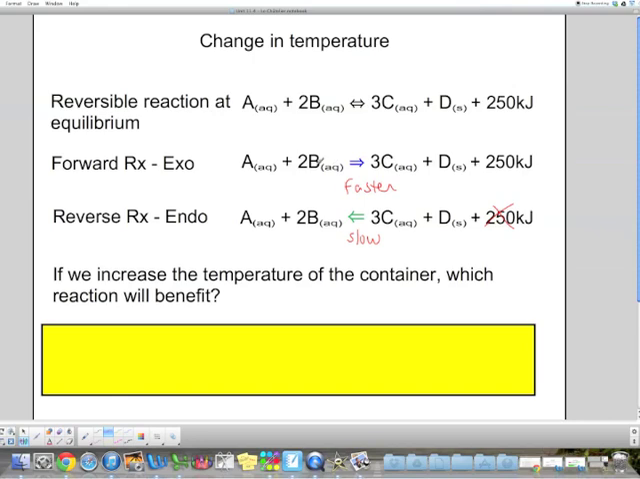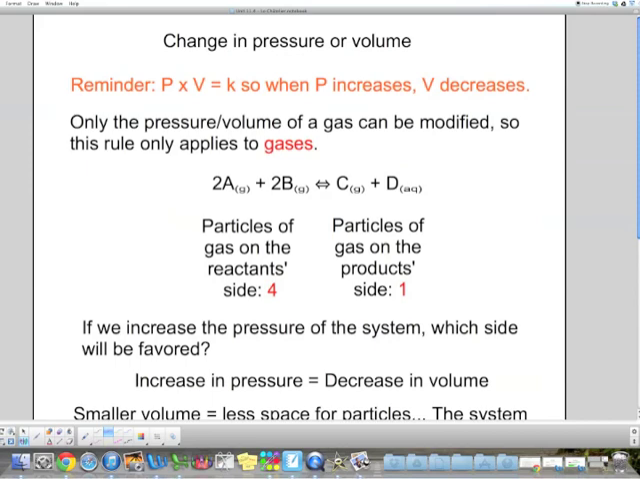So now I'm going to be consuming my A and B much faster. I'm going to be making C and D much faster. So these concentrations should increase, or this one I should say, because the solid doesn't count as far as concentration goes. So these two I should have more of, and this is going to get a little bit more depleted because it's going to get used up faster. So that would be the effect of lowering the temperature of the system. So that's for temperature.